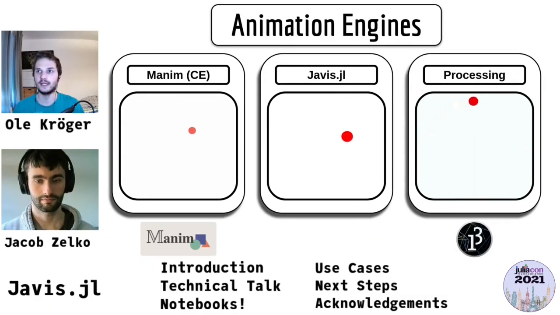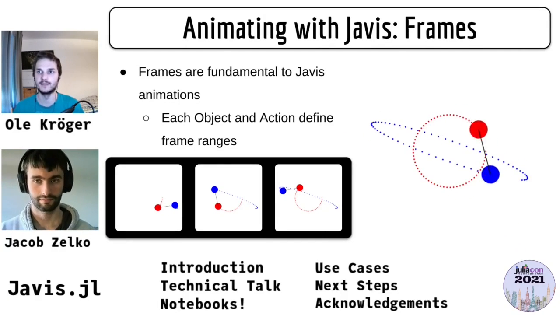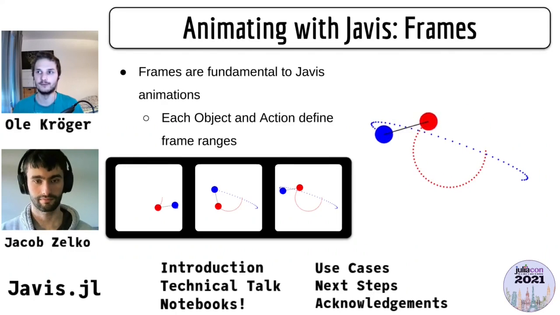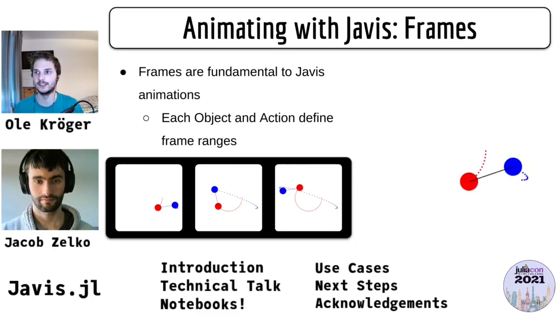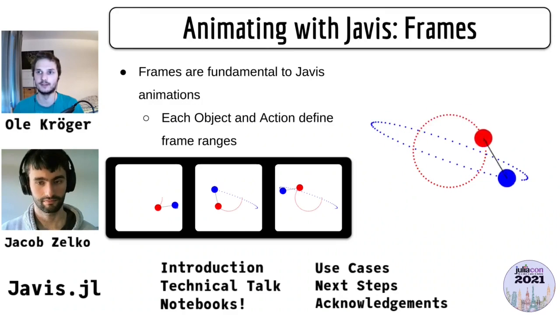As you have seen, we have 3 different types of paradigms in these 3 different animation engines: Manim, Javis, and Processing. So let's focus a little bit more on Javis. First of all, let's talk a little bit more about frames. Frames are very fundamental to Javis animations. Each object, like the red ball and the blue ball here, need to define frame ranges, which define when they are visible, and the actions define frame ranges as well to see when they act on the objects. And below you see 3 different frames of the animation on the right.